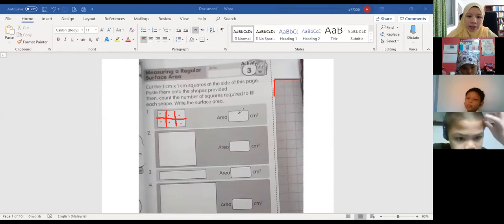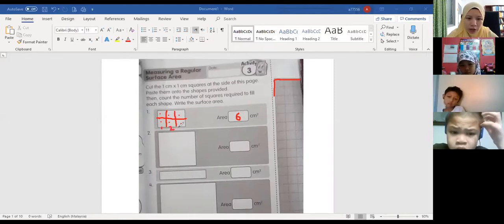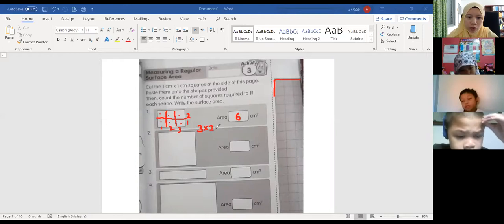1, 2, 3, 4, 5, 6. So the answer here is 6. Okay, macam mana boleh dapat 6? Remember last time I already teach you. 1, 2, 3. So this is 3. Darab dengan length, darab dengan dia punya height. 1, 2. So 3 times 2, 3 times 2 equal to 6. Okay, so this is how you can get the answer.